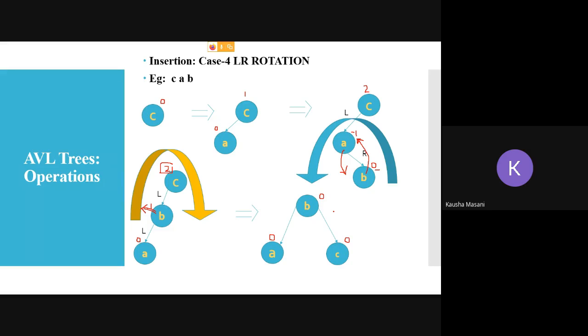These cases are important in terms of your MCQs and also in terms of your theory. Maybe in an MCQ they'll ask that if it is an LL rotation, then on which side you are going to rotate to balance your tree. So it is right rotation. If it is RR rotation, then on which side you are going to rotate your subtree in order to balance it. So it is on the left side.